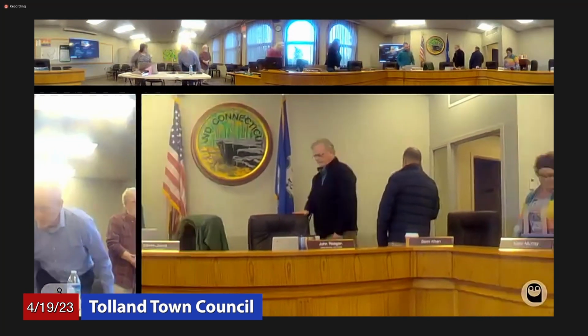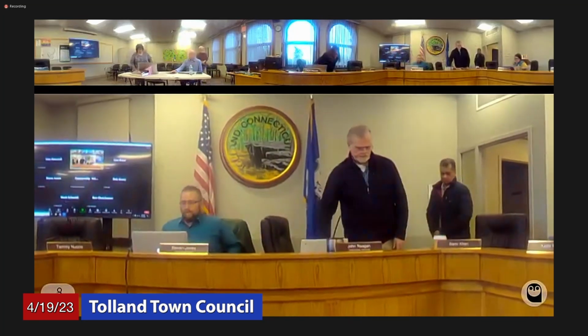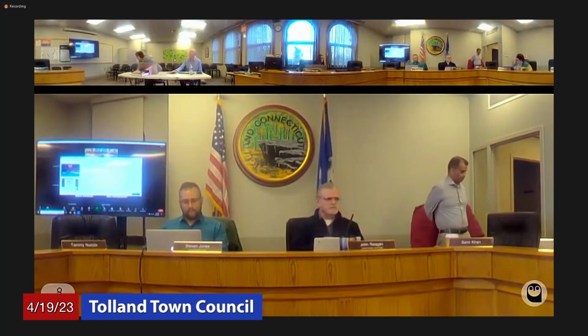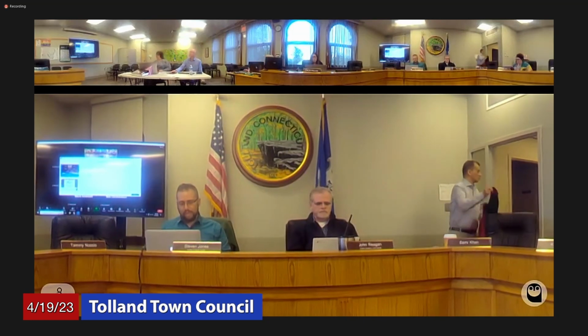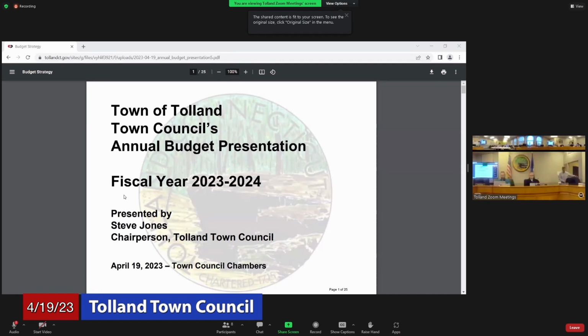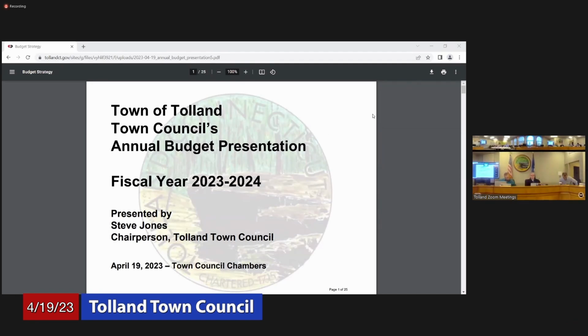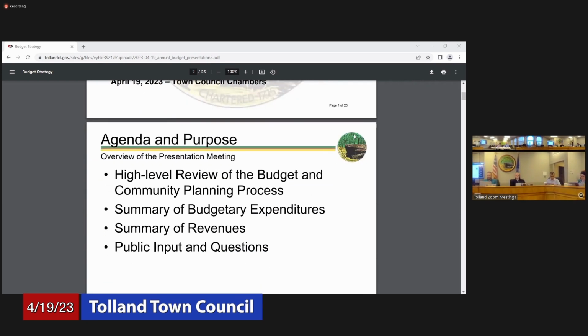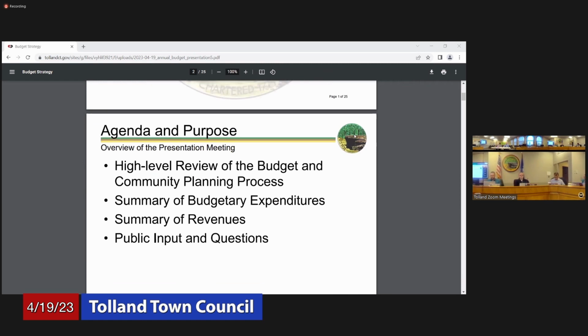Everyone be seated. That brings us to item 4, annual budget presentation, 4.1. Pursuant to C9-9 of the Tolland Town Charter, the Town Council shall arrange for an annual budget presentation. The annual budget presentation is intended to provide information and encourage public discussion. So we'll get started on the presentation. Just pull it up on my screen here on the side.